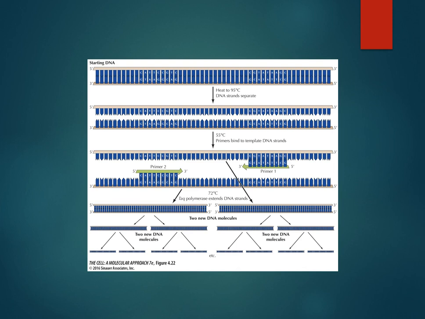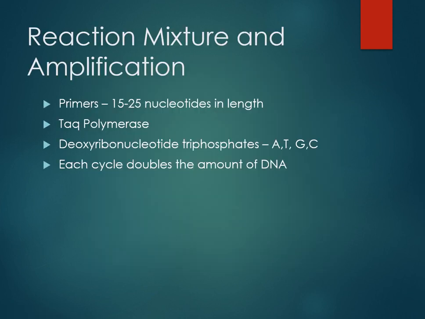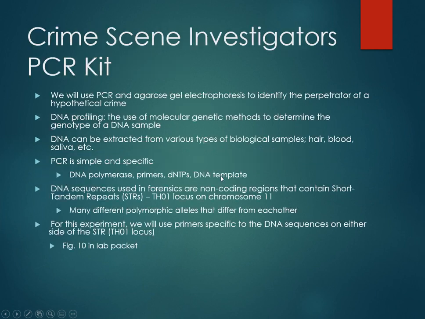And then once you've amplified this specific region of DNA, there are many things that you can do with it. One of them is analyzing it for forensics, and that's the application that we're using and what your assignment is tied to. So I've said all along what needs to go in that reaction mixture: primers, Taq polymerase, nucleotides. And again, each cycle doubles the amount of DNA. I said all that already. As I was saying through the presentation, our application here is crime scene investigators.